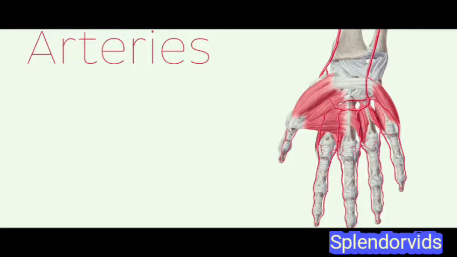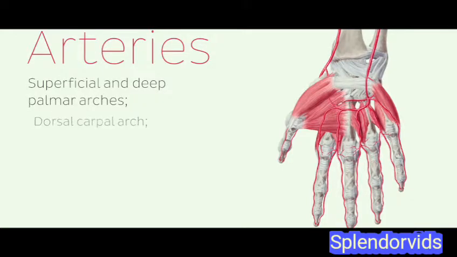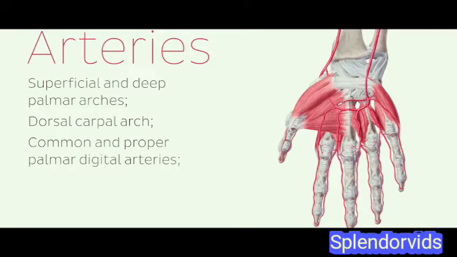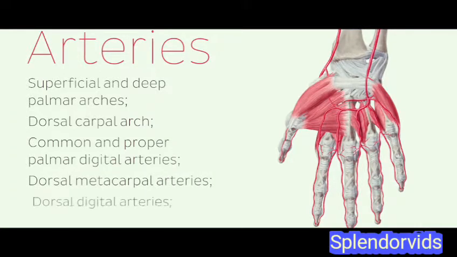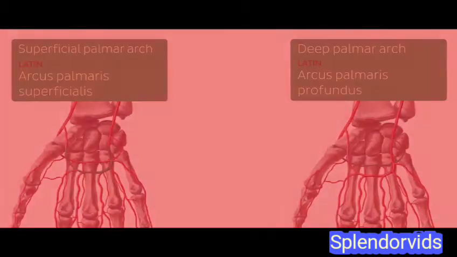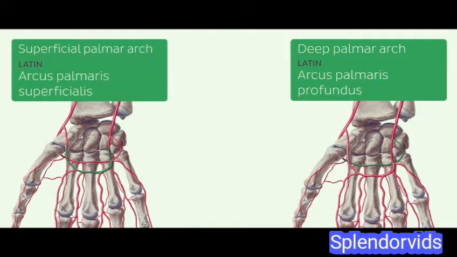These arteries include the superficial and deep palmar arches, the dorsal carpal arch, the common and proper palmar digital arteries, the dorsal metacarpal arteries, the dorsal digital arteries, and finally the principal artery of the thumb. We are going to start off with the first one on the list, these two arches that you see here highlighted in green. On the left side we have the superficial palmar arch, and on the right side you see highlighted in green the deep palmar arch.